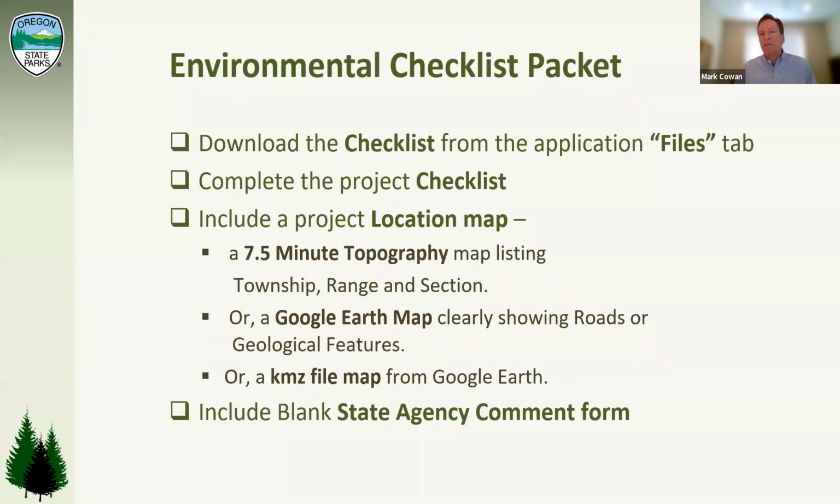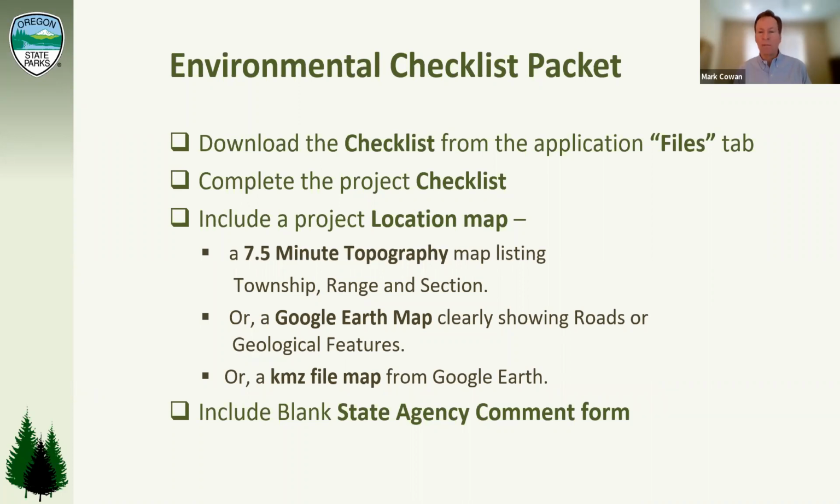The environmental checklist packet is a packet embedded in the application so that you can open that, download it, complete the checklist on your own, and then a few more steps, and add a couple of different maps here if appropriate. Eventually, these agencies are going to see the location of the project. So if you can include either a 7.5-minute topography map or a Google Earth map that clearly shows geographical features, or a KMZ file from Google Earth, that would be helpful.